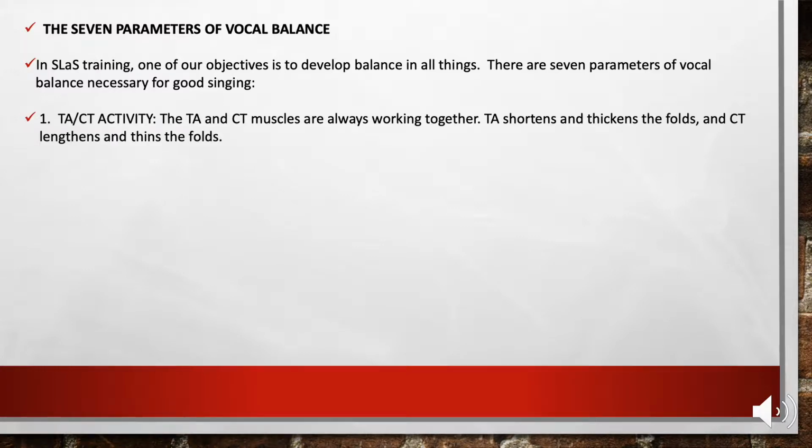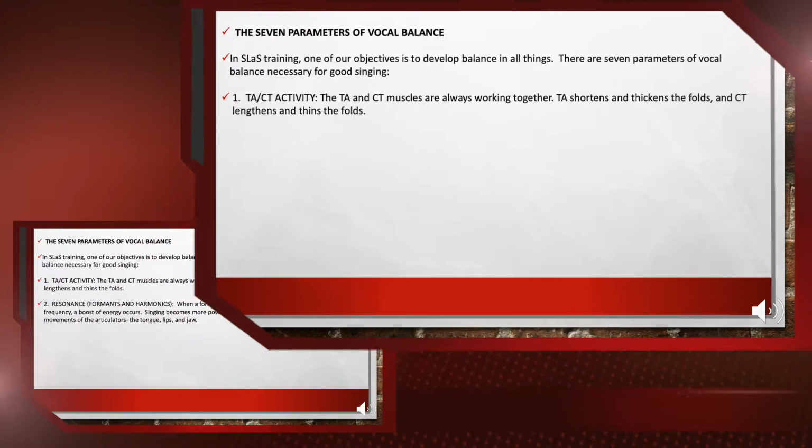1. The balance of TA and CT activity. The TA and CT muscles are always working together. TA shortens and thickens the folds, and CT lengthens and thins the folds.